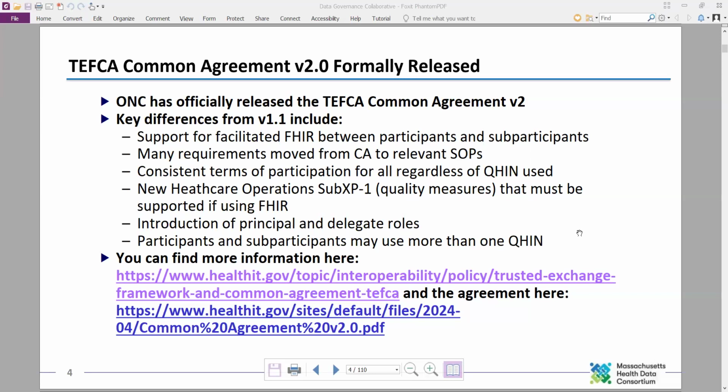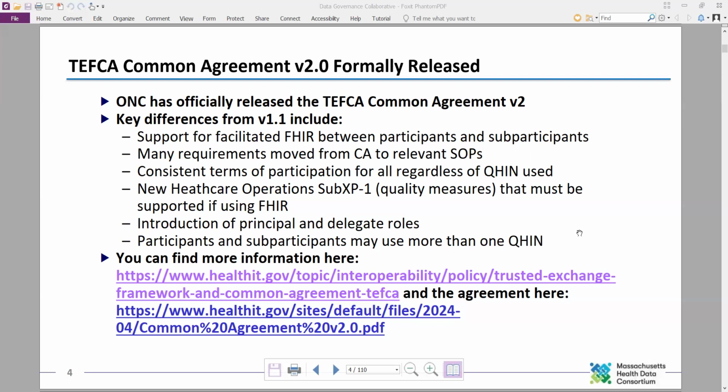There's also the introduction of principal and delegate roles. We've talked about that several times, where delegates allow someone to act on behalf of someone else within the TEFCA environment. And then one of the bigger changes, which is also helpful when you're talking about principals and delegates, is that participants and sub-participants can use more than one QHIN. In previous agreements, you signed up with one QHIN and you had to use that QHIN for everything that you did within TEFCA.